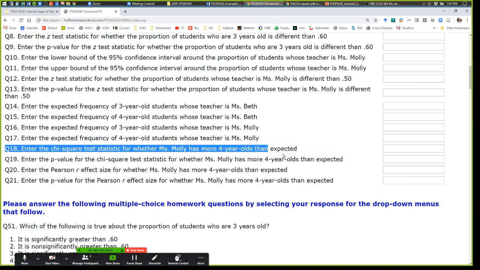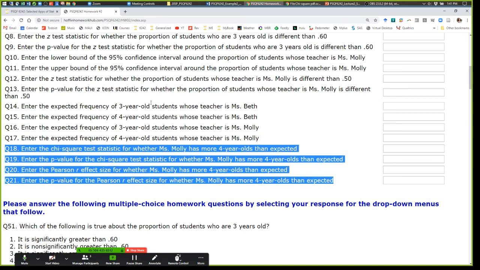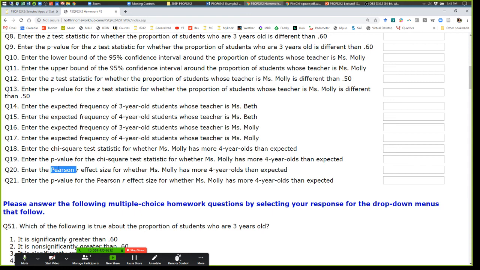Yeah, actually. So I'll give you a hint on these last questions here. What we've just done is figure out how to get the expected frequencies, the chi-square test statistic that goes with them, the p-value that goes with that, the Pearson correlation that goes with that, and then I'm asking for the p-value for the Pearson R. That's sort of a trick. Because if this chi-square test statistic goes with this Pearson effect size, they have the same p-value. So reinforcing that as a concept.